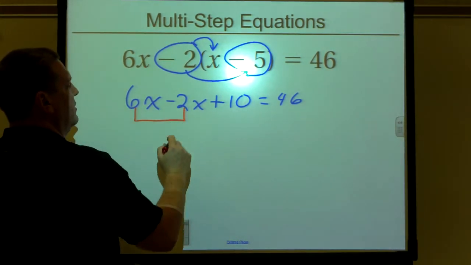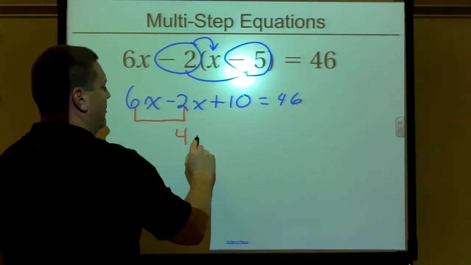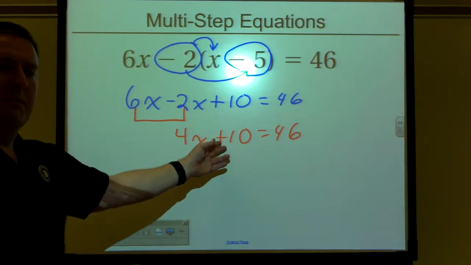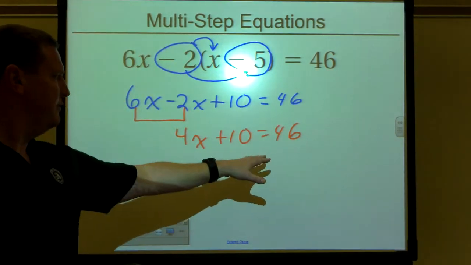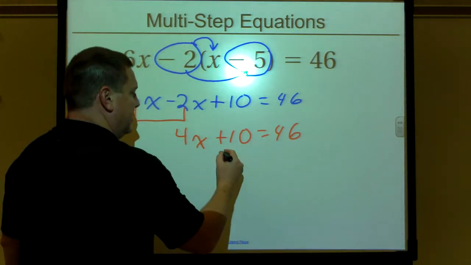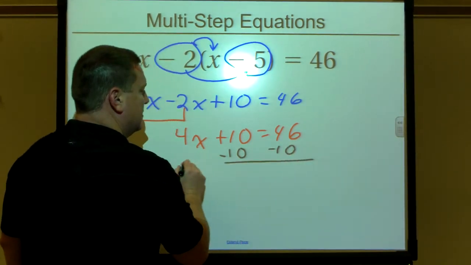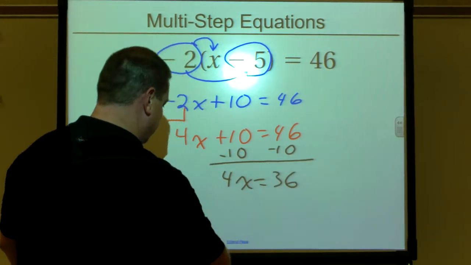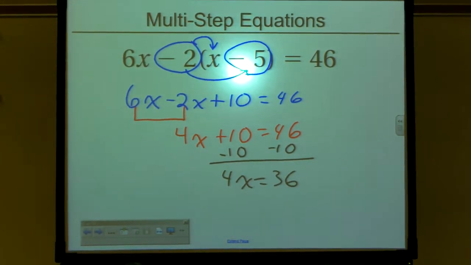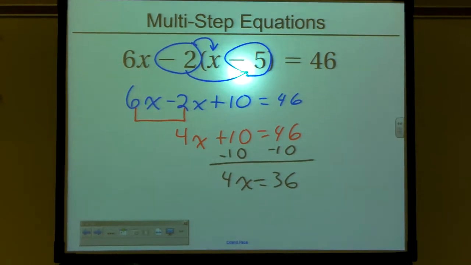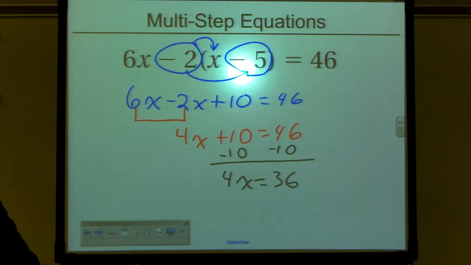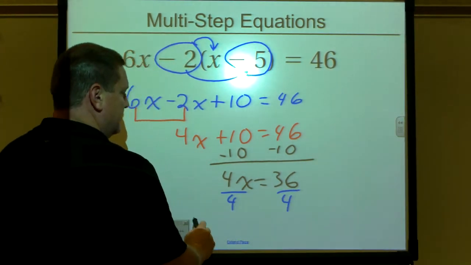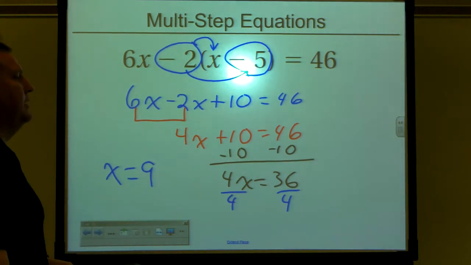Next step, combine my like terms. 6 minus 2 leaves us with 4x's plus 10 is equal to 46. Now I can minus 10, and after I do that, I can divide by 4. So minus 10 from both sides. And this is called the addition property of equality. I have a 4x left over, equals 36. And our last step here is to divide by 4 on both sides, so that we now have x is equal to 9.